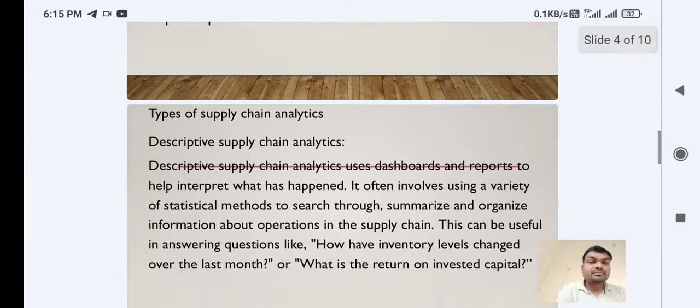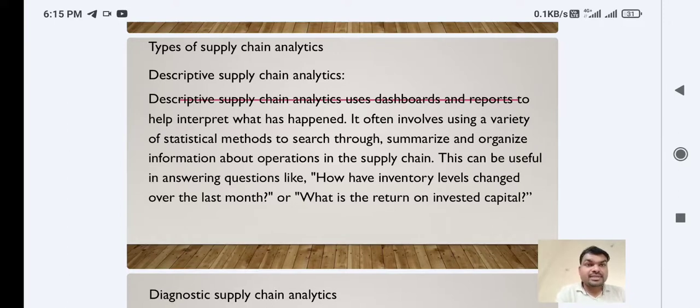So the first one is descriptive supply chain analytics. Descriptive supply chain analytics uses dashboards and reports to help interpret what has happened. It often involves a variety of statistical methods to search through, summarize and organize information about operations in the supply chain. This can be useful in answering questions like how inventory levels have changed over the last month, or what the return on invested capital is.